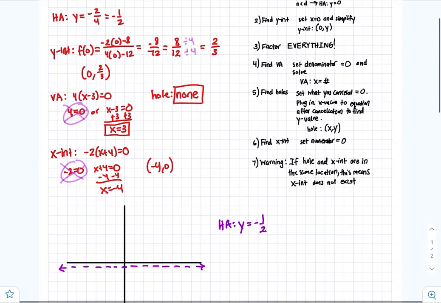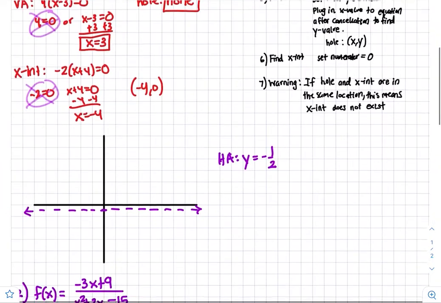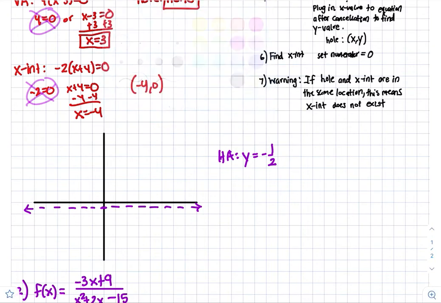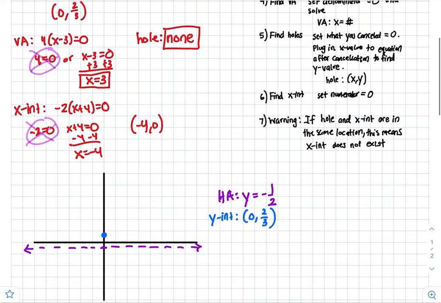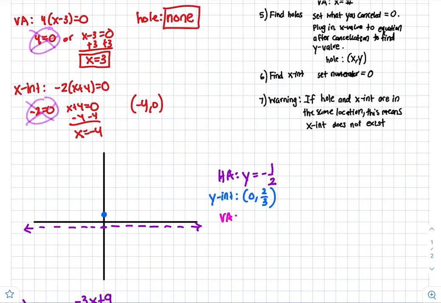The y-intercept was 0, 2/3. So 2/3 is like 0.66, so 0, 2/3 is right around there. Our vertical asymptote was at x is equal to 3. So go to 3: 1, 2, 3, right there, and since it's a vertical asymptote, draw a vertical dotted line.